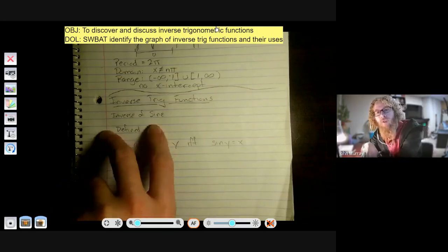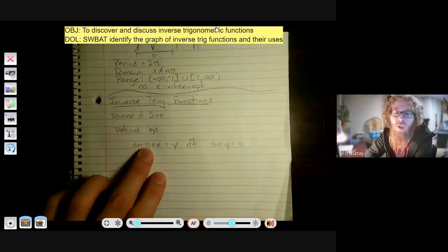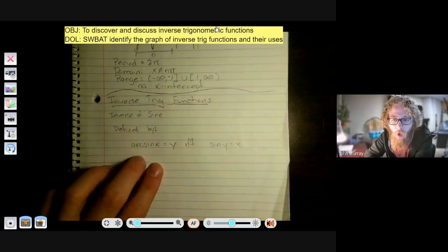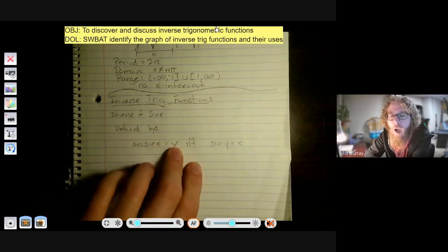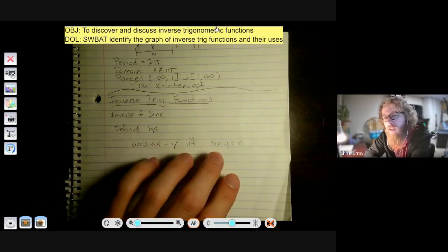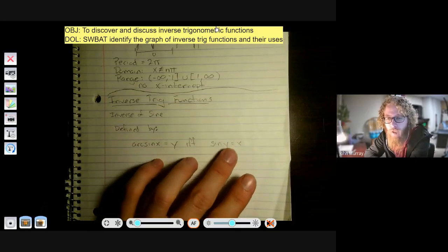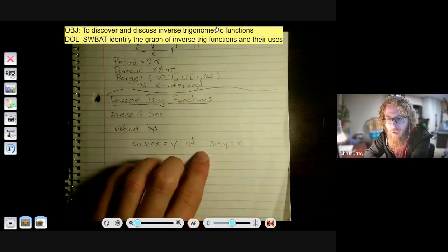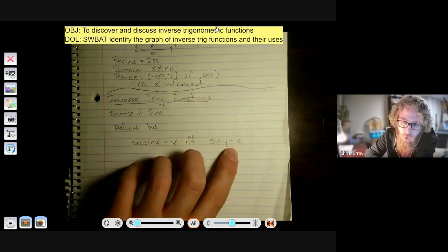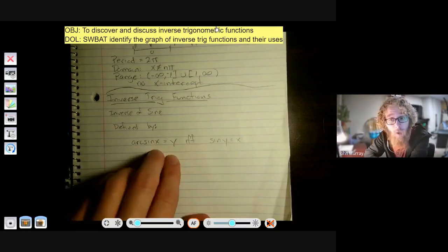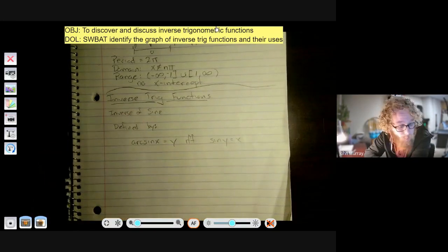And so the inverse of sine is defined by the arc sine. So we say the arc sine of x equals y if and only if the sine of y equals x. So they have to be interchangeable like that. Right? So notice there we have the variable switched, which means that we have the inverse.